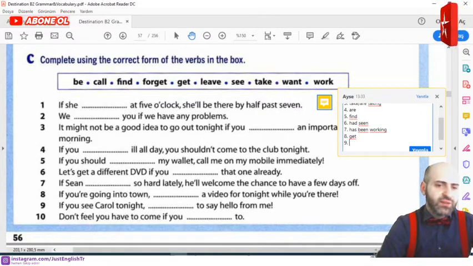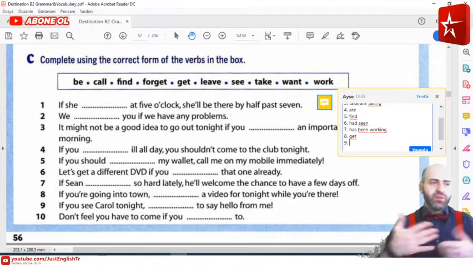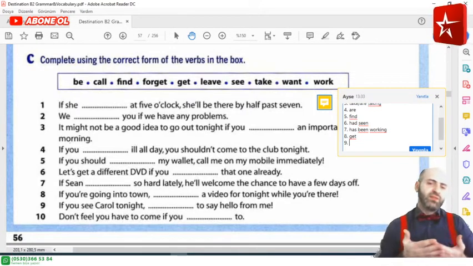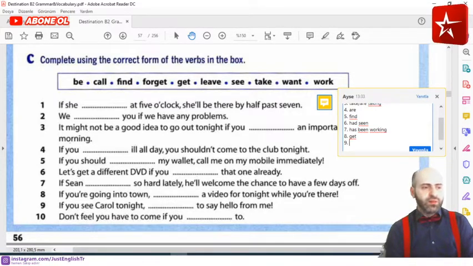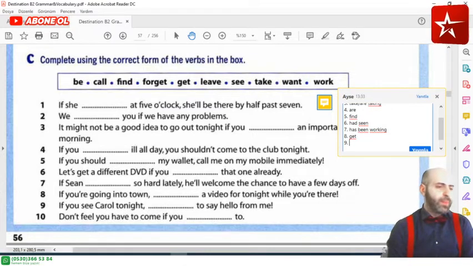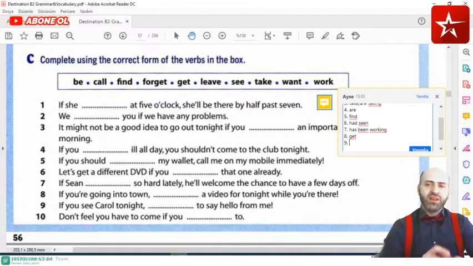If you see Carol, so if you meet Carol tonight, okay, Ayşe found the correct verb, but not correct form. We need it to say negative. Okay, I see answers from Serdar and Ahmed. You are correct, guys. We need to say "don't forget."